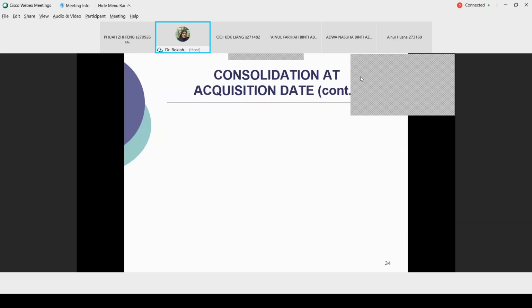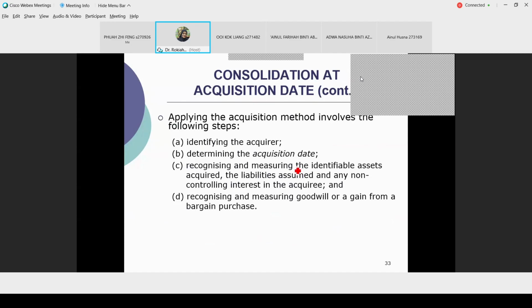So to apply the acquisition method, we have 4 steps here. The first one, we need to determine who is the acquirer. Because we are looking at the acquisition method, we're going to focus on the parent side. So we need to know who is the parent here, who is the acquirer, and when is the acquisition date. Acquisition date is the date when you obtain control. And then recognize and measure the identifiable assets, liabilities, and any non-controlling interest in the acquiree. The assets here should be measured at fair value.